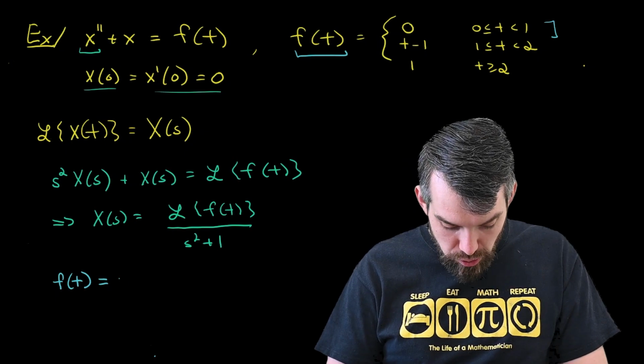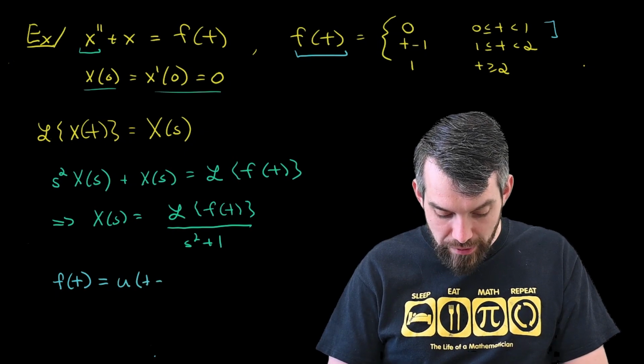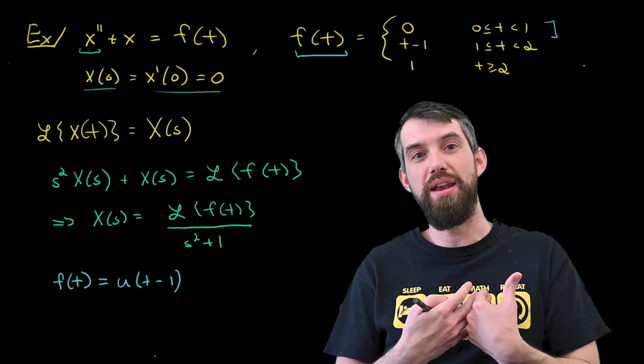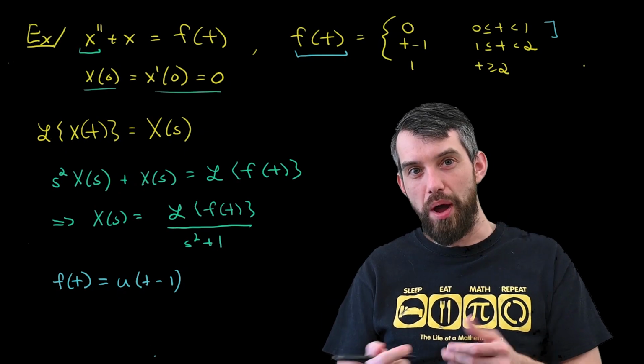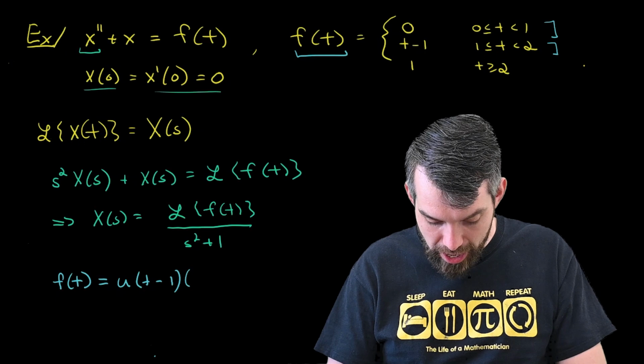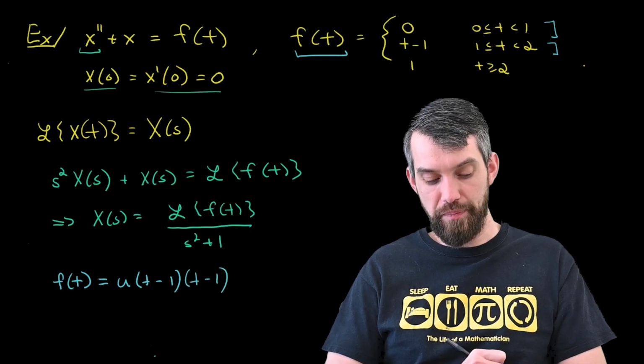So the first thing I'm going to do is write the step function u(t - 1). The effect of u(t - 1) is that it's 0 to the left of 1, and then it's just 1 to the right of 1. And what does it get multiplied to? In this next region, it gets multiplied by a t - 1.